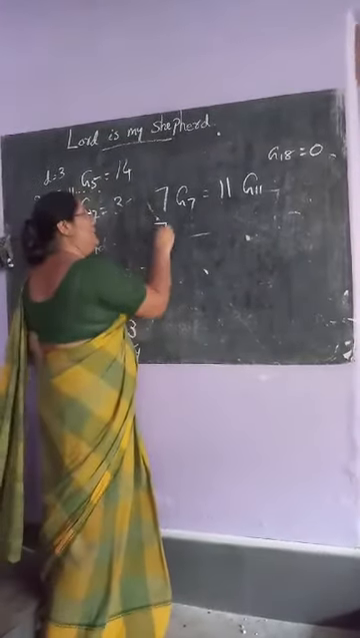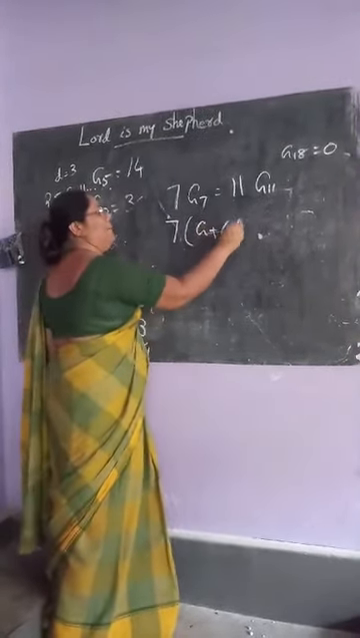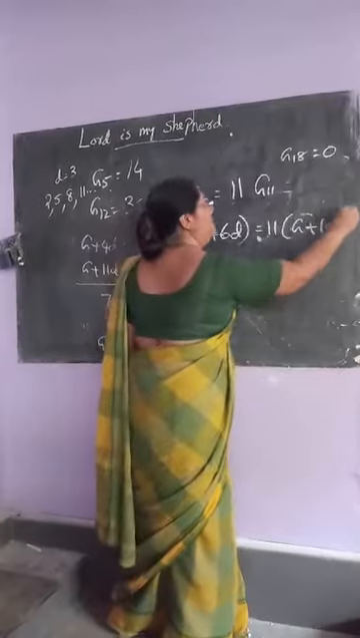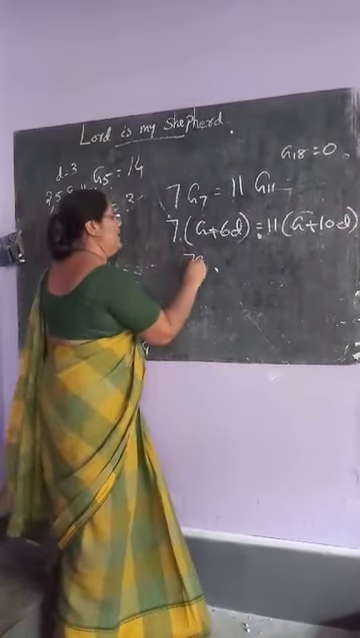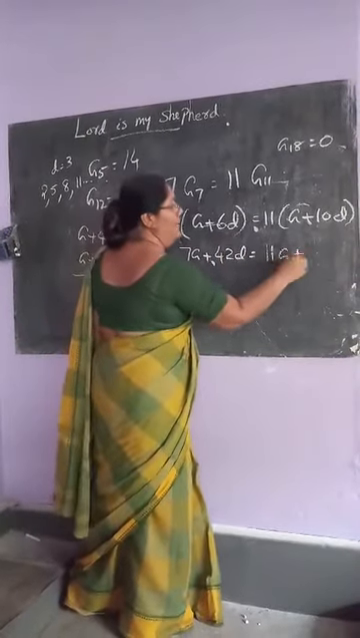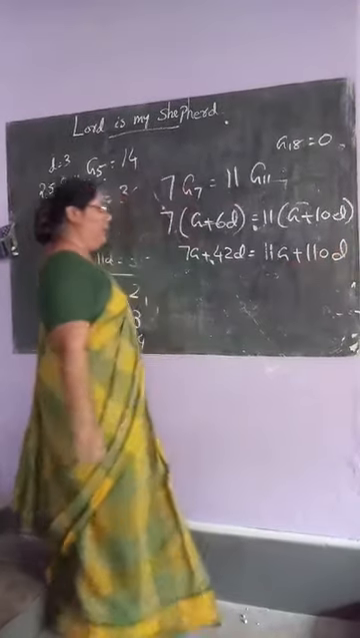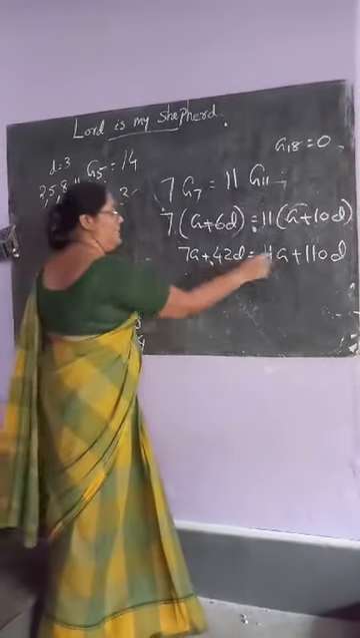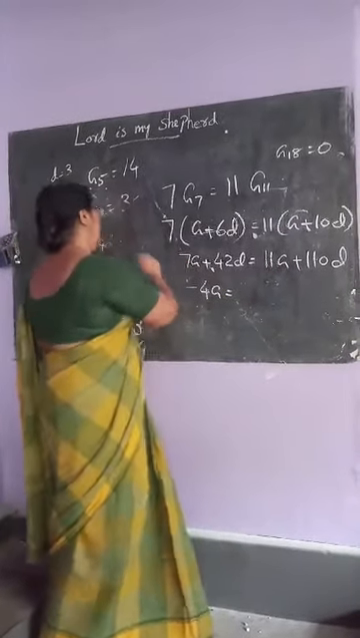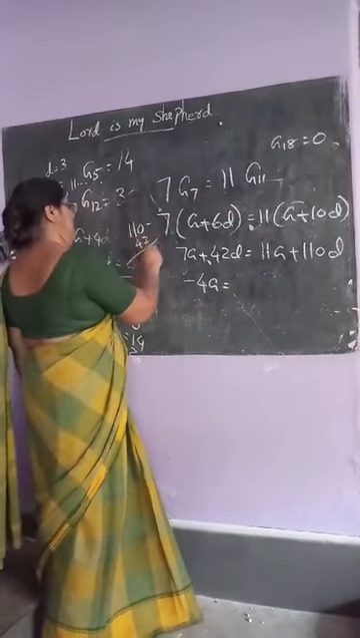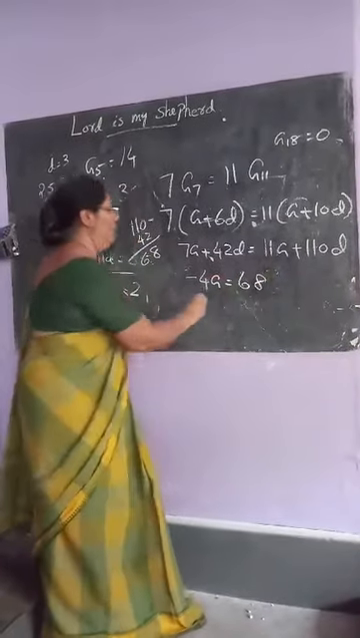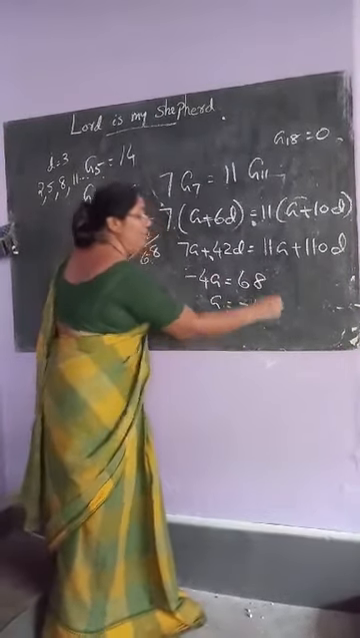7 times the 7th term means 7 into A plus 6D is equal to 11 into A plus 10D. Opening the bracket, 7A plus 42D is equal to 11A plus 110D. Converting, 7A minus 11A is minus 4A, is equal to 110 minus 42, which is 68D. From that A is equal to minus 17D.